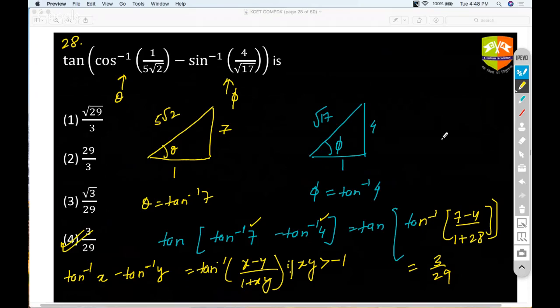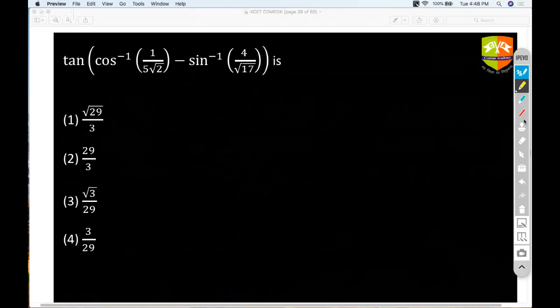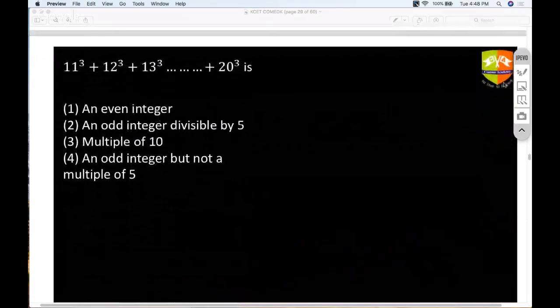Absolutely. So the first one to get this correct is Sai Mir, right? So let's move on to the 29th question.